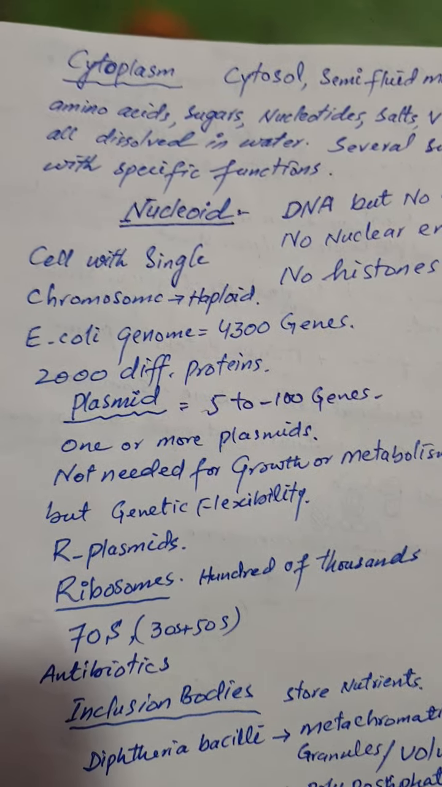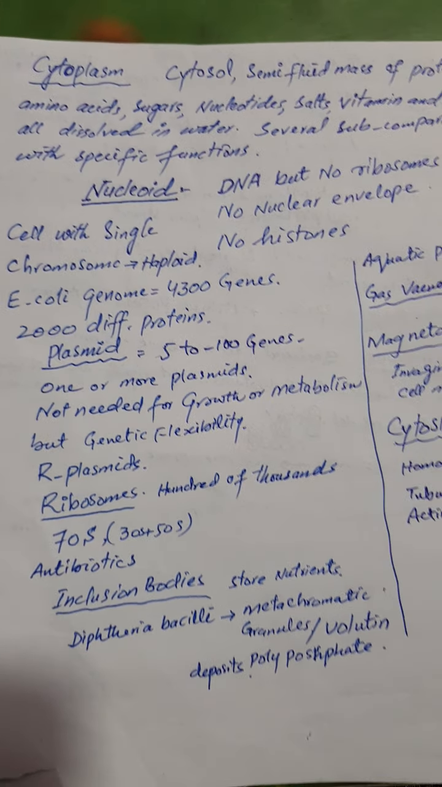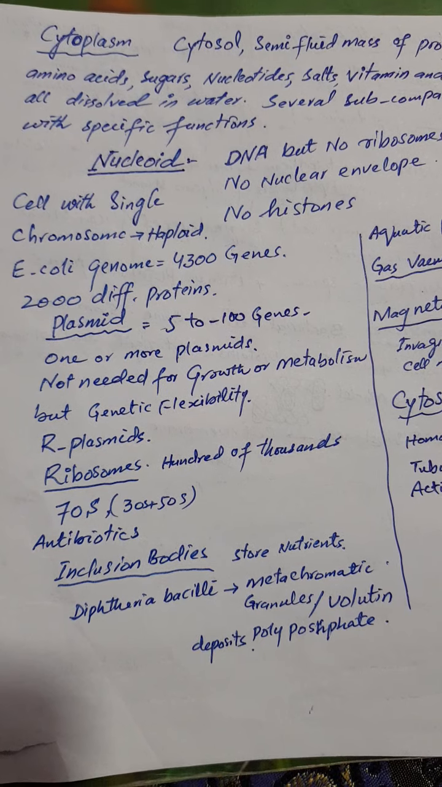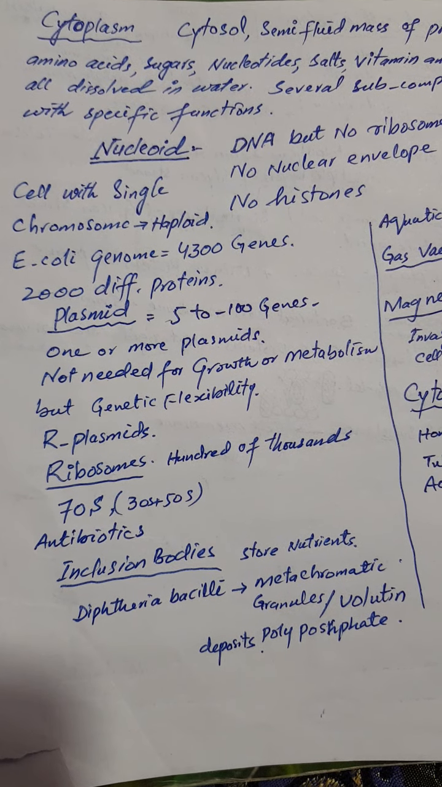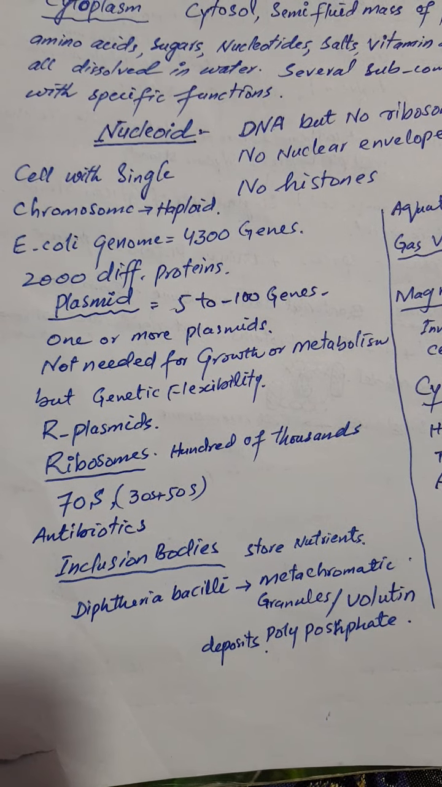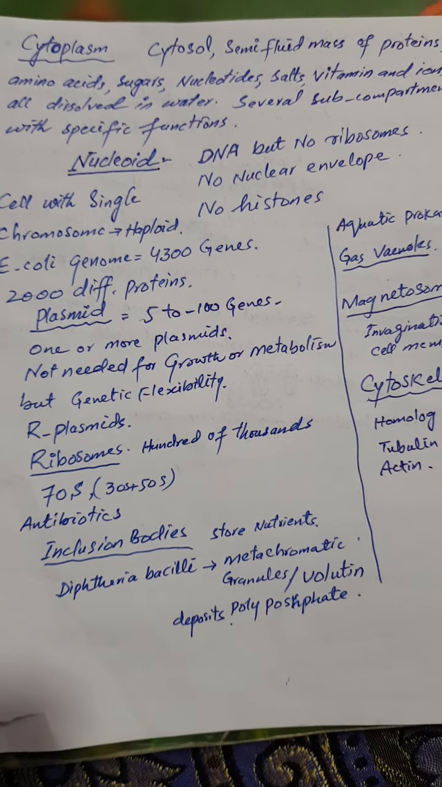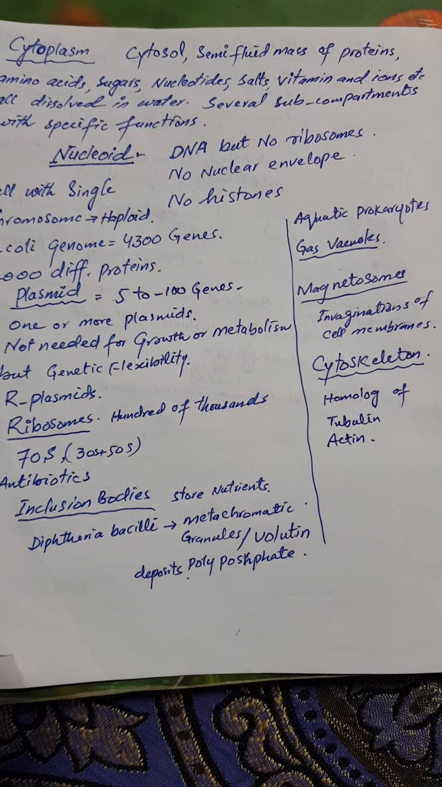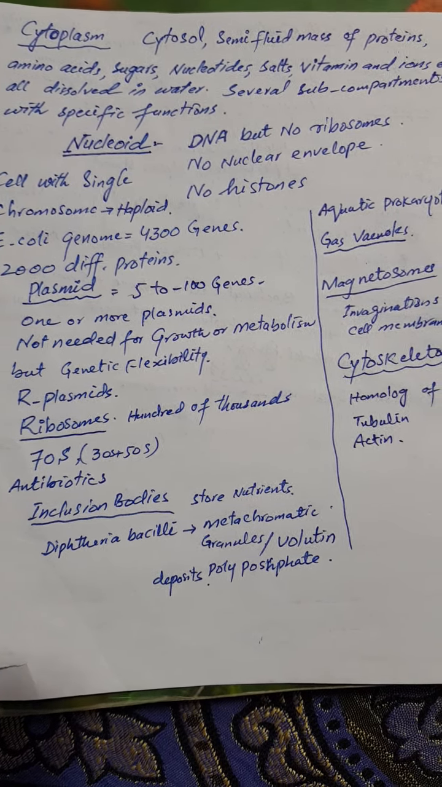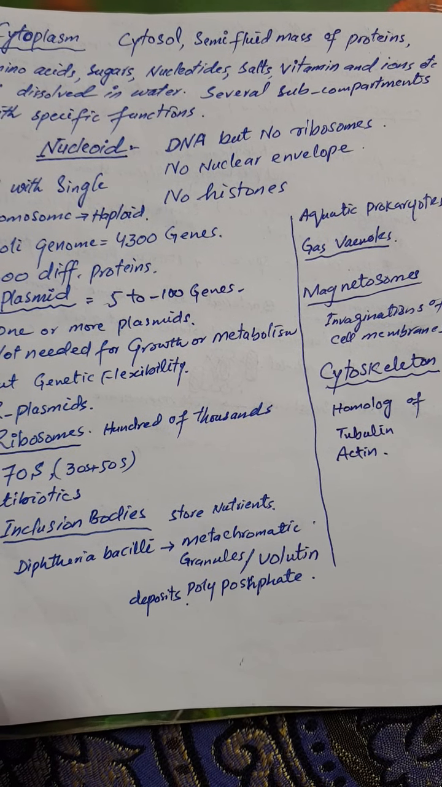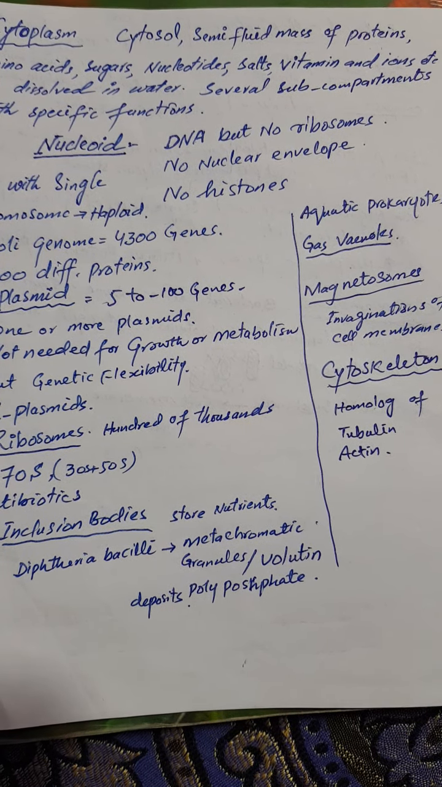So first of all let's see what is the cytoplasm and how it is present inside the membrane. Inside the membrane in bacterial cell is the cytoplasm. Membrane is actually wrapping the cytoplasm, and cytoplasm is a semi-fluid mass of proteins, amino acids, sugars, nucleotides, salts, vitamins and ions, etc., which are dissolved in water.